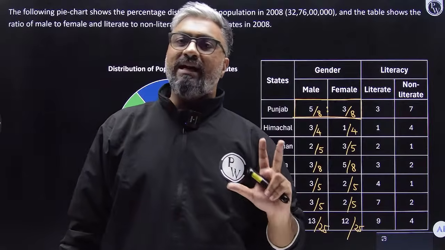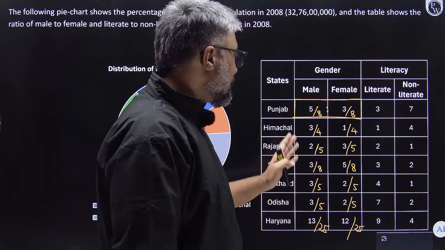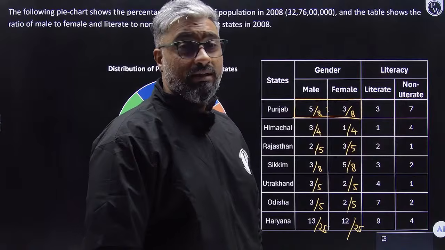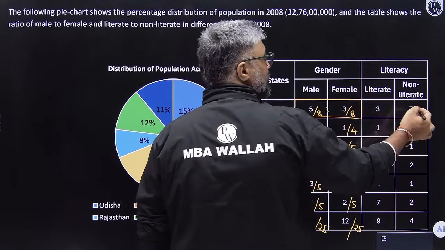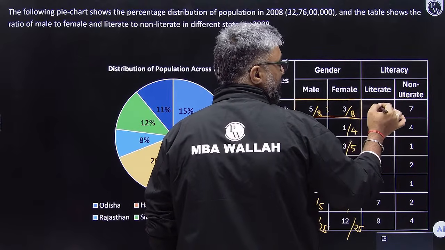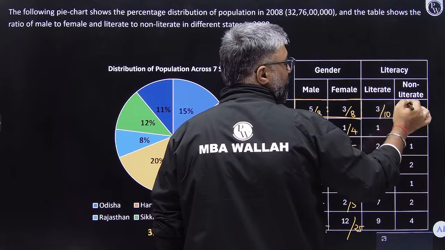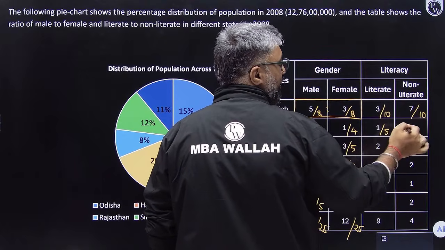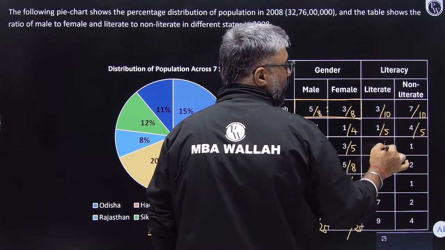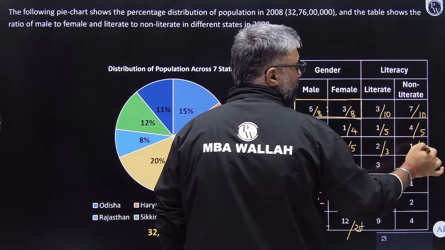This you need to know by default to be able to answer this question. Same logic here also with literacy as well. 3:7 would mean what? Out of total 10 parts, 3 parts. Out of total 10 parts, 7 parts. Out of 5, 1. Out of 5, 4. Out of 3, 2. Out of 3, 1.